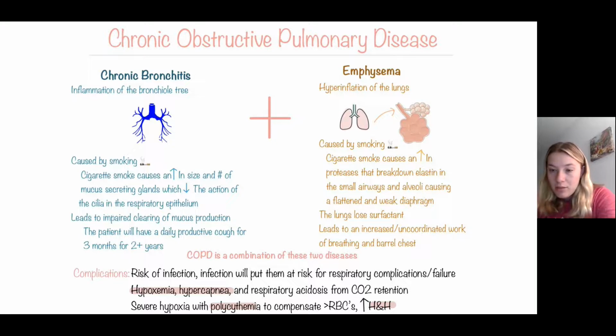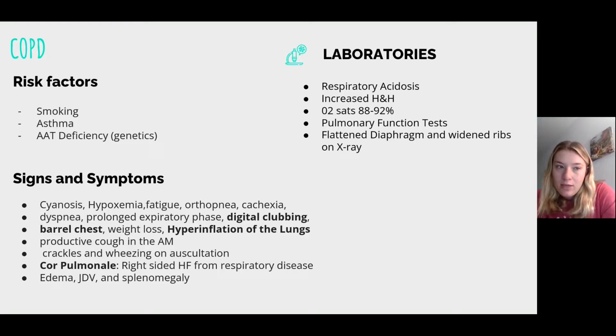So what's the body going to do to compensate? It's going to generate more red blood cells to try to carry more oxygen. But they're not necessarily going to carry more oxygen. They're just going to be there ready to accept it if the patient does get some extra oxygen. So our hemoglobin and hematocrit is going to increase. So again, what are our risk factors? Smoking, asthma. There's a little bit of a genetic component as well.